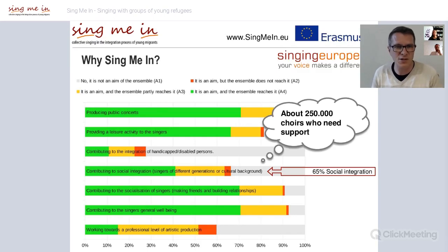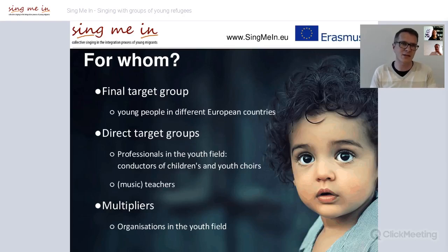And not all of them were successful. So that means only half of them were successful, which leads us to think that maybe about 500,000 choirs would be interested in social integration, generally speaking. Part of them are related to migrants. So we had some evidence, and we started this project on this basis.